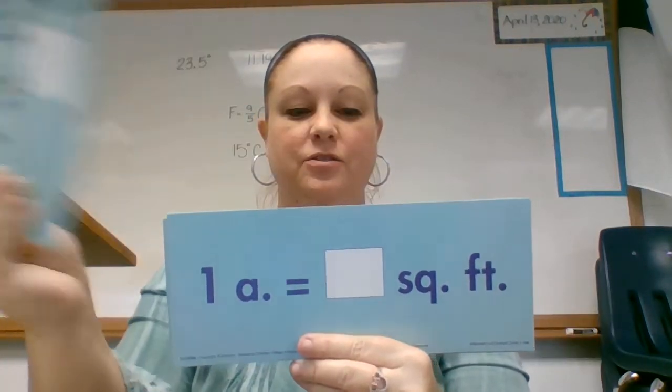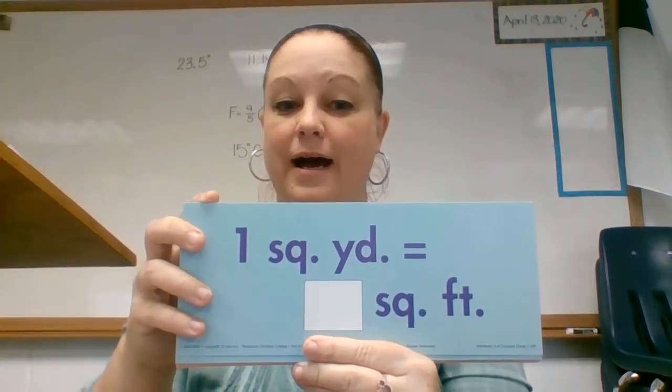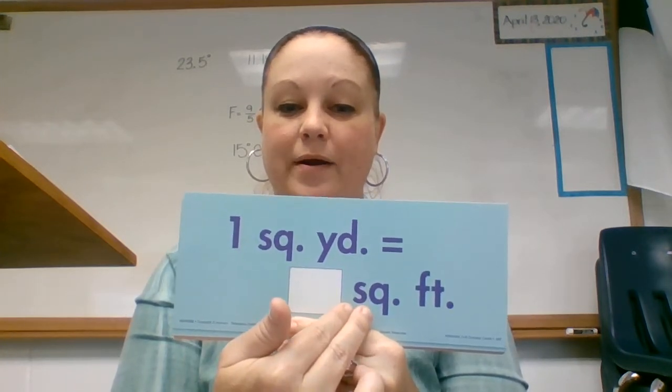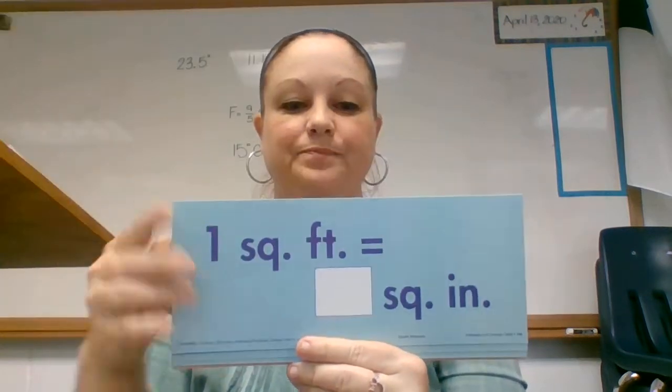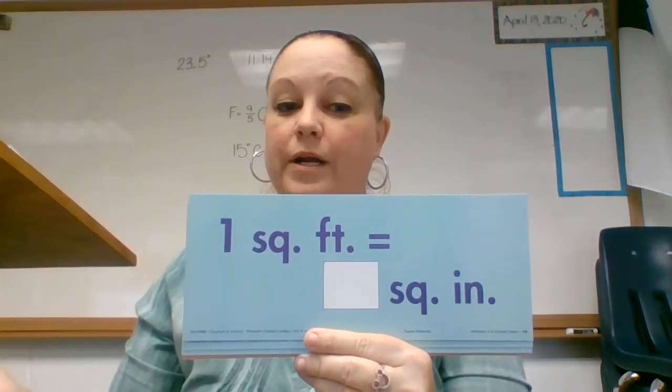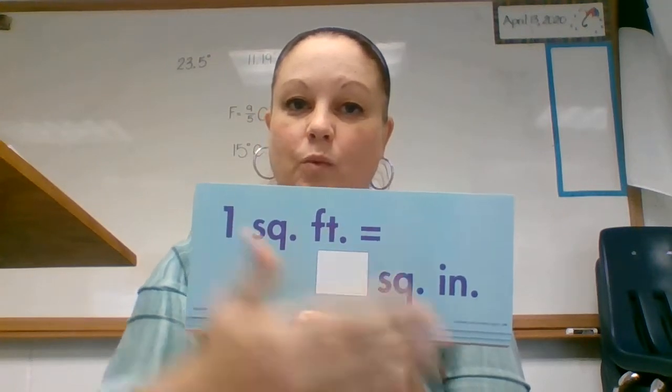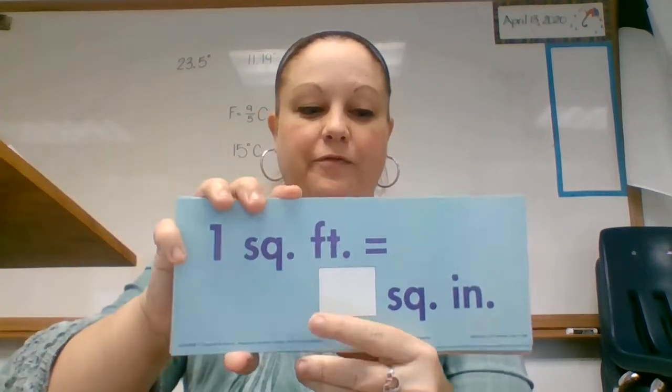All right, the rest of these you should know. 9, remember, because it's 3 feet per yard, so 3 times 3 is squaring it for a square yard. 144, right, because there's 12 inches in a foot, so square it. 12 times 12, we get 144.